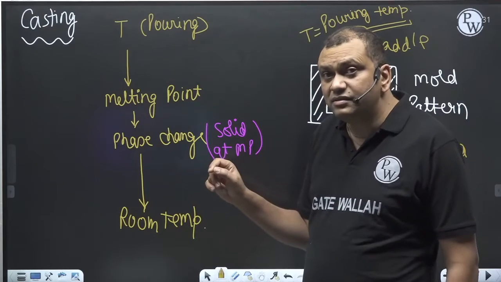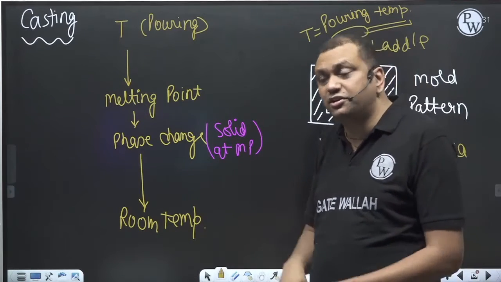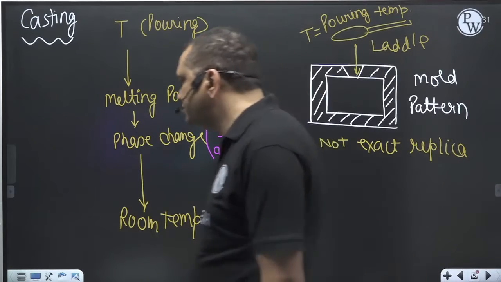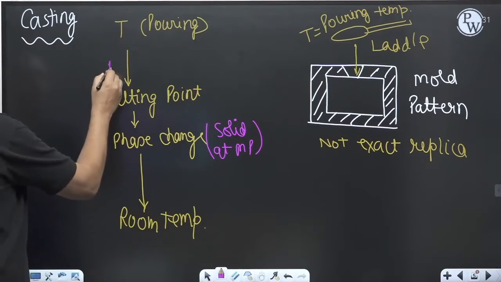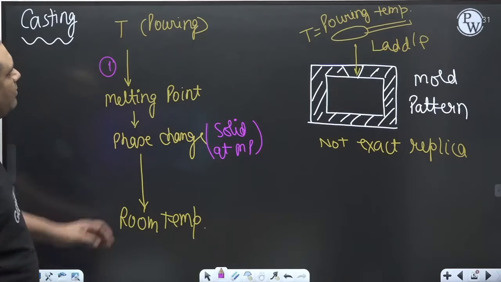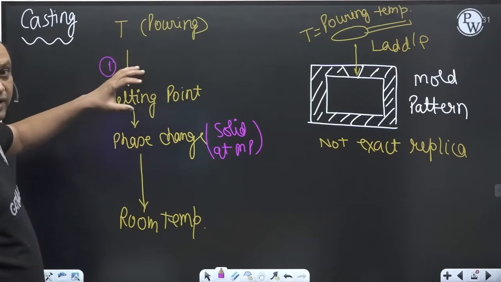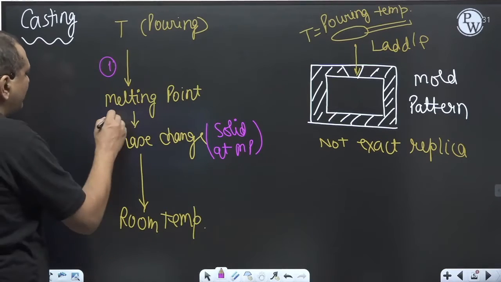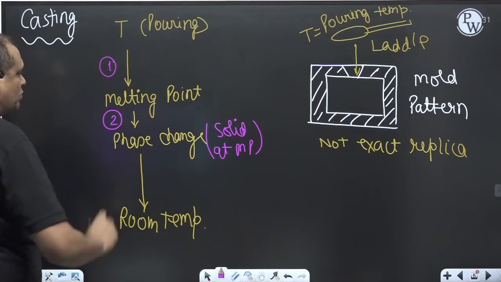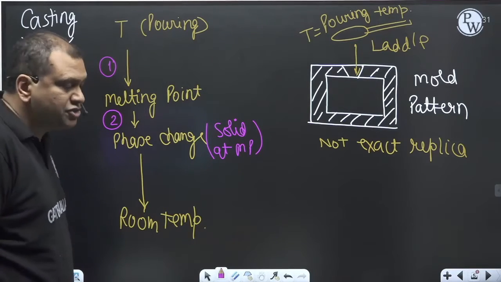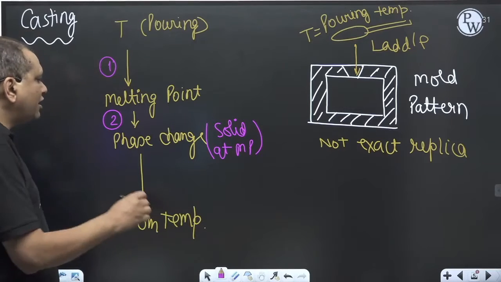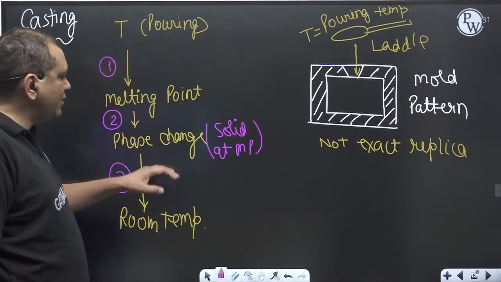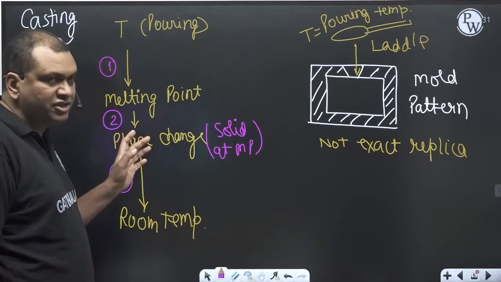So the material will be subjected to three stages of shrinkage. The first stage is when the material goes from the pouring temperature to the melting point. This is the first stage of shrinkage. Now there will be shrinkage during the phase change. And third will be solid at the melting point to solid at the room temperature. There will be some shrinkage.